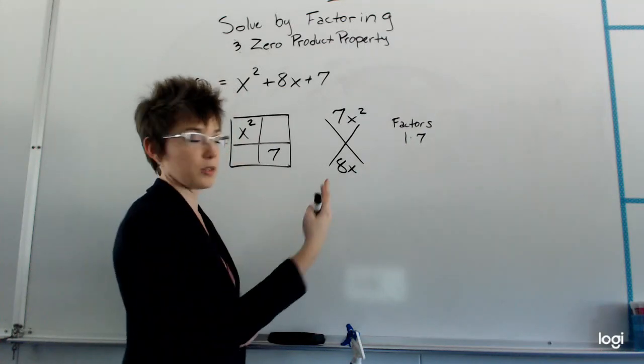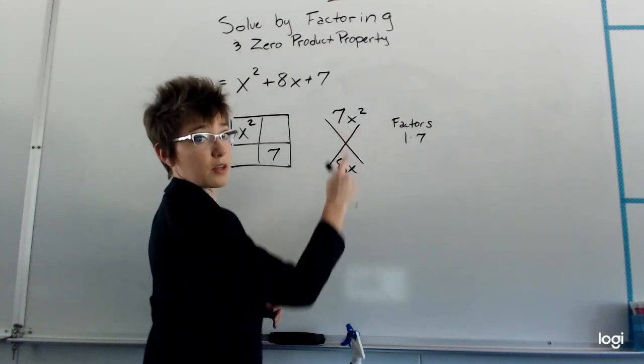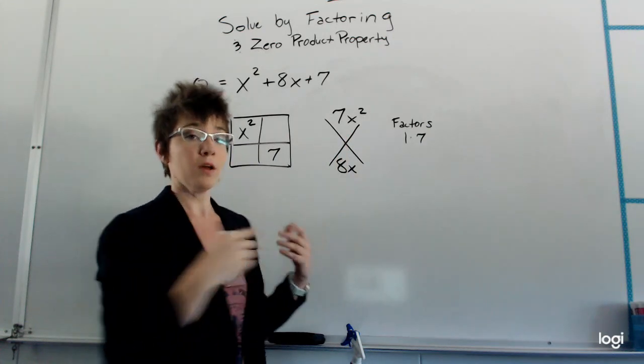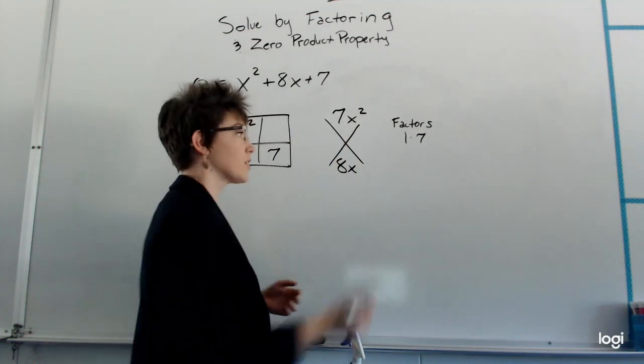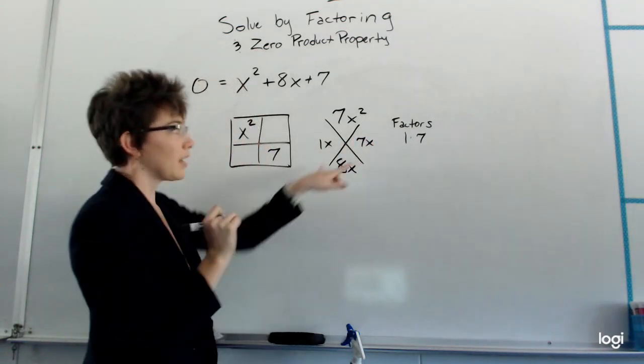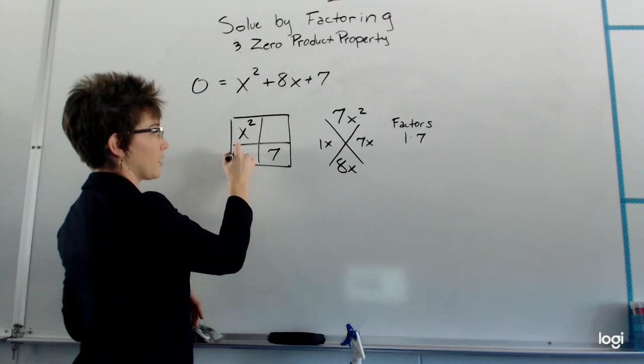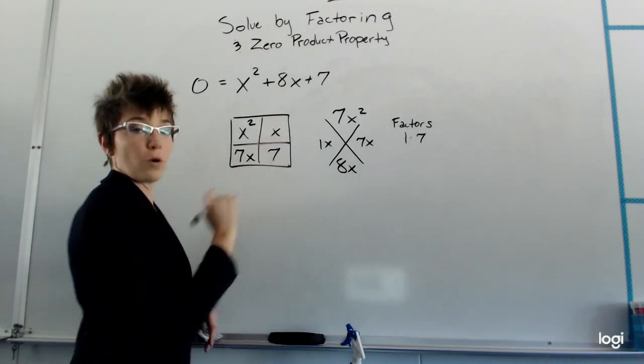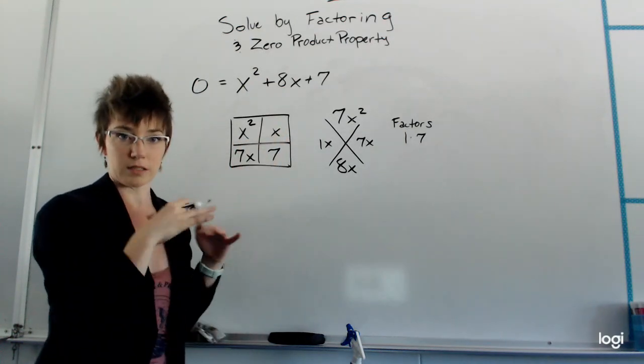So I'm looking for numbers that multiply to the top, but they're going to add up to whatever's on the bottom. Well, 1 plus 7 does equal 8. So I'll put a 1x here and a 7x here. Now those two terms match right into the boxes over here. Notice that the order that you put them into the boxes doesn't matter.